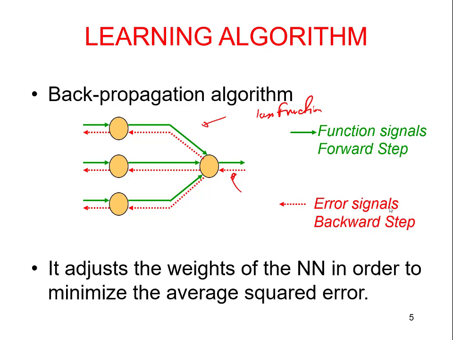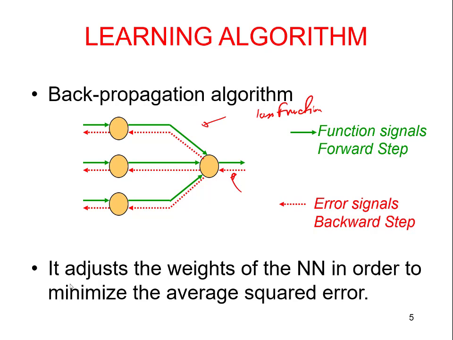So there are two kinds of signals. One is the feed forwarding process, and the other is the backward propagation of error. The error signal flows from the output layer to the input layer. From input layer to output layer is called feed forwarding, and from output layer to input layer is called error signal flow. One is forward propagation and the other is backward propagation. So, back propagation.